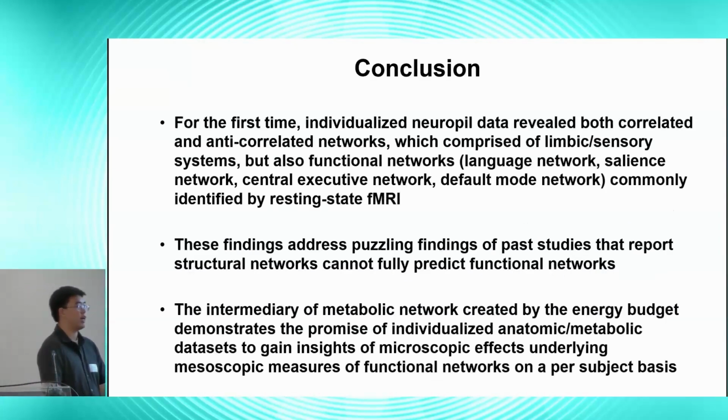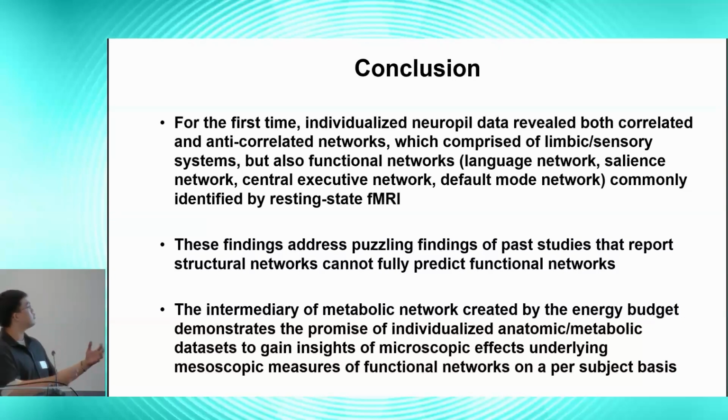And so in conclusion, for the first time, this individual Neuropil data, which we predicted previously, has been used to show correlated and anti-correlated networks. And these networks are composed of things like the limbic system, the sensory systems, and some previously described functional networks. So these findings are very interesting in the context of previous studies that report that structural networks do not predict functional networks. We're showing that potentially we might be able to do that. And finally, the intermediary of metabolic networks dictated by the energy budget demonstrates the promise of individualized metabolic data sets so that we can gain insight into the underlying mechanisms in health and disease for individualized subjects.